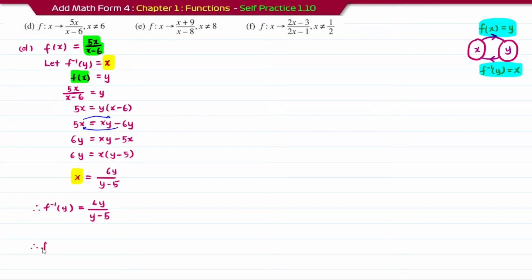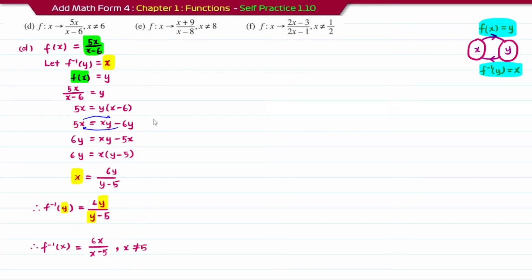Next, to write the answer as the inverse f of x, we're going to replace the y here with the x. So you're going to have 6x over x minus 5. And in this case, x cannot be equal to 5.